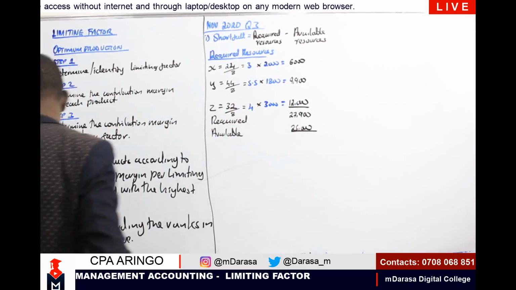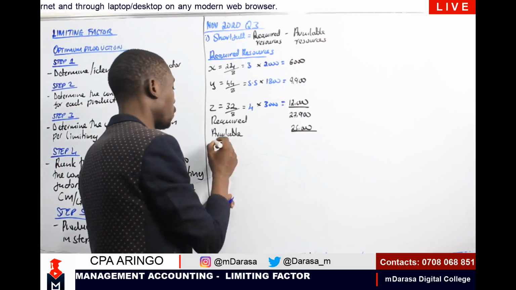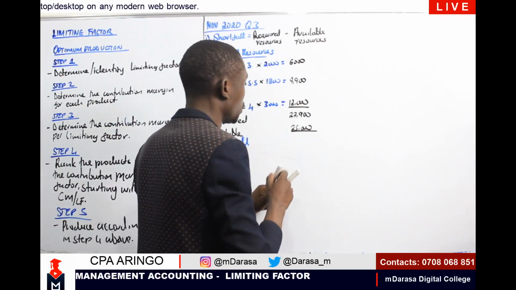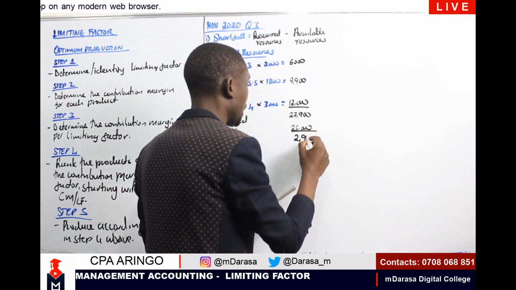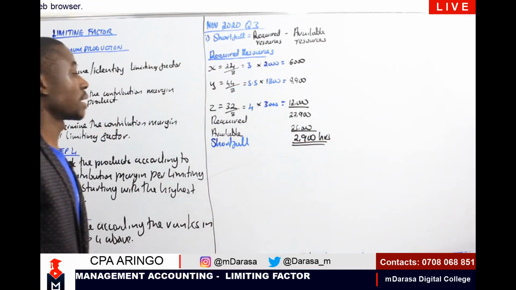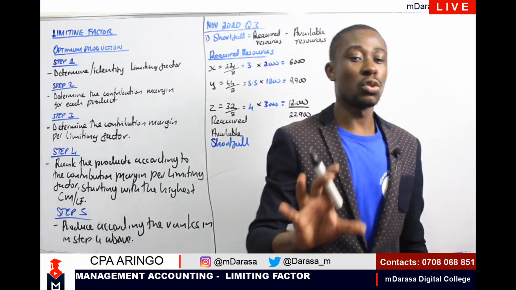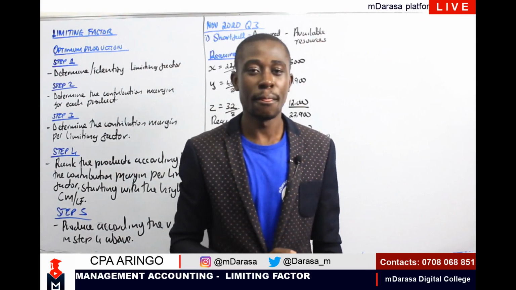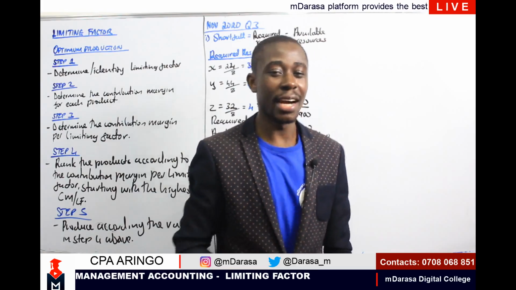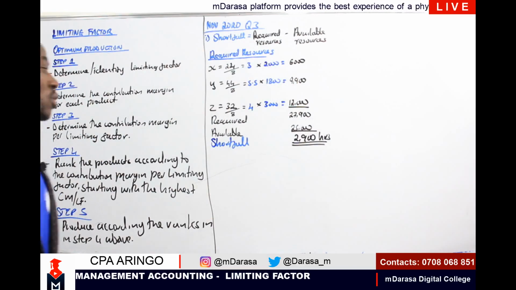So my shortfall in this case will be very simple. We should be talking of 2,900 hours being our shortfall. And that is what you are required to do in part 1 of that question. What about part 2? We need to determine our optimum production, and to do that we have our steps here, which we had already looked at.